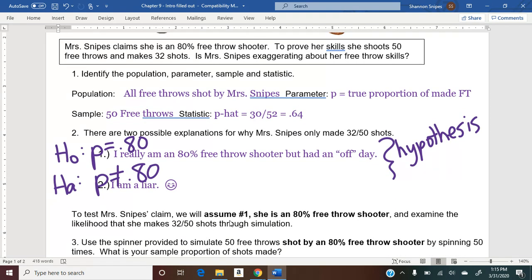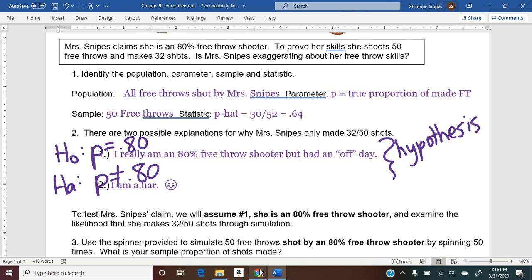So to test this claim, we are going to assume the first thing to be true. We're always going to assume the null hypothesis is true, that I really am an 80% free throw shooter. And let's examine the likelihood that I'm going to actually make 32 out of 50 shots. We're going to go back to a topic from Chapter 5. We're going to look at simulation.